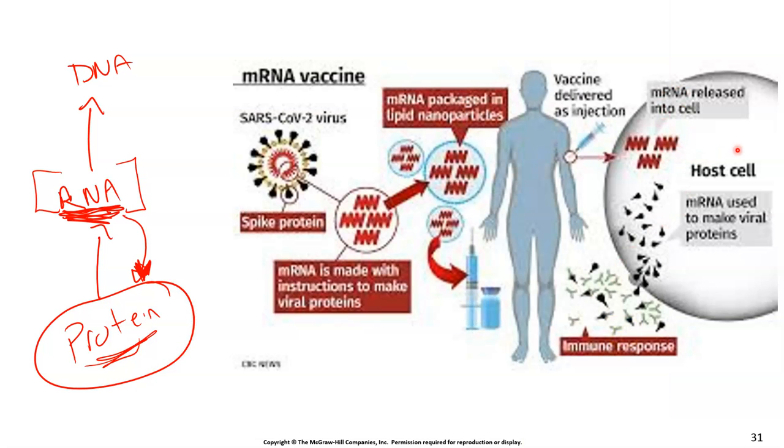mRNA is not going to get into your nucleus because remember, all of this translation happens in your cytosol. So you don't have to worry about the mRNA going into your own DNA and incorporating itself. It's all happening in the cytosol. You're just taking advantage of the ribosome in your own cells to make little small similar spikes so that you can create an immune response so that when you come across the virus, you can be more protected.